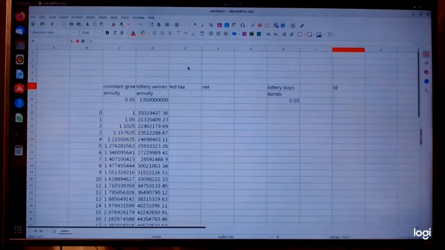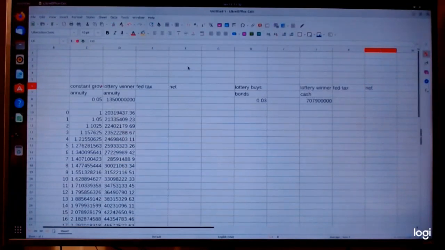And we know the lottery winner cash is 707 million and 900,000 and 23, yeah. And let's look at the federal tax and the net on that.